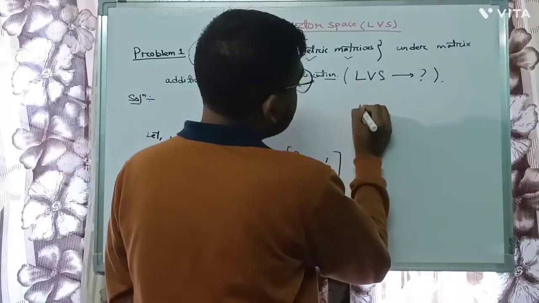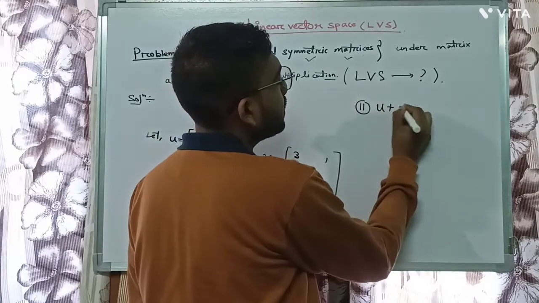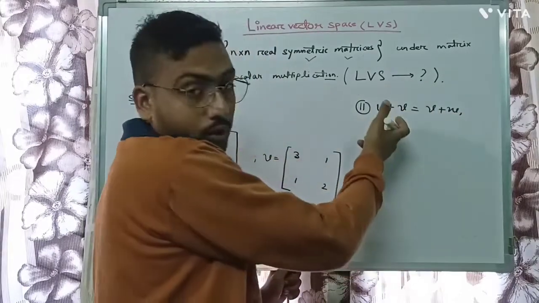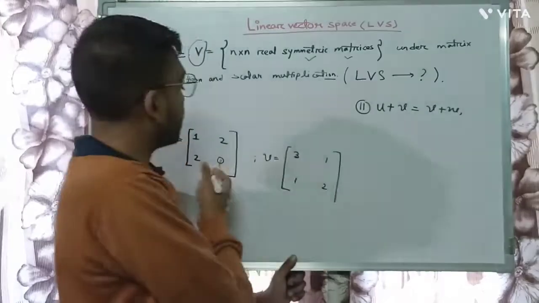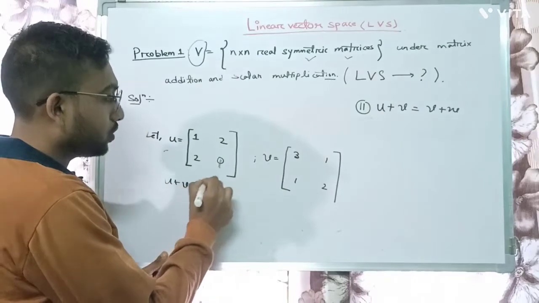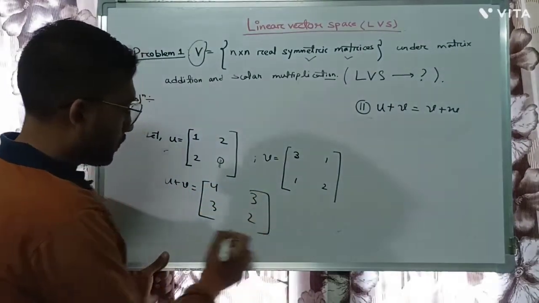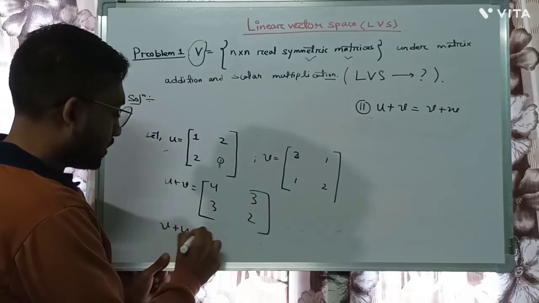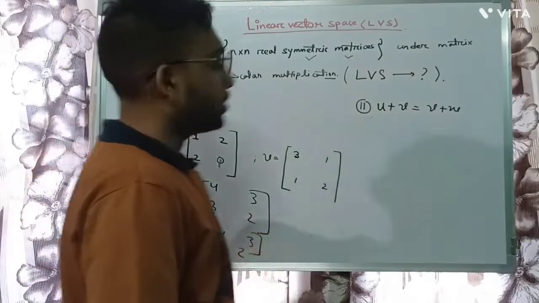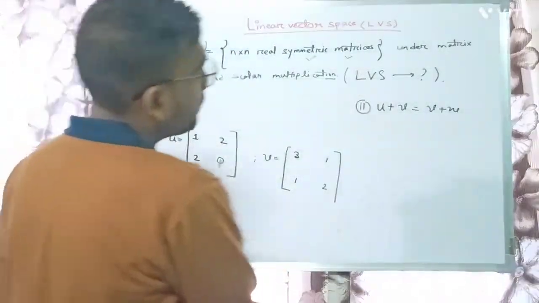So the second property is U plus V must be equal to V plus U. This is also going to be satisfied by these two vectors, as we can just check. U plus V is equal to 4 3, 3 2. Also V plus U is equal to 4 3, 3 2. So this property is also satisfied.